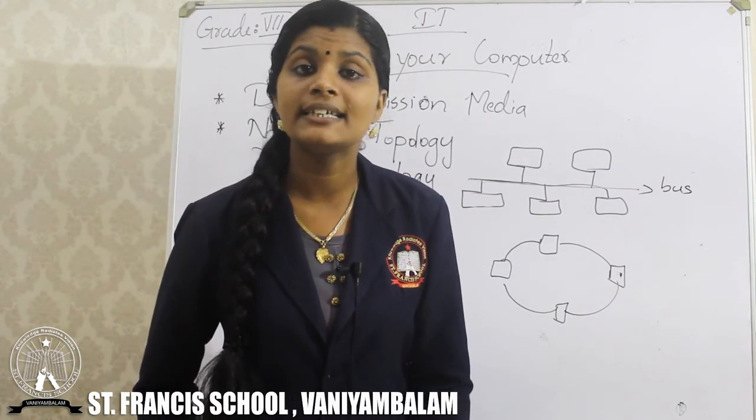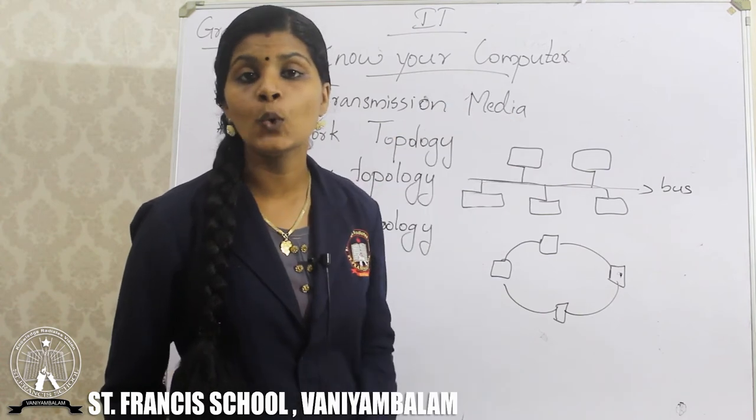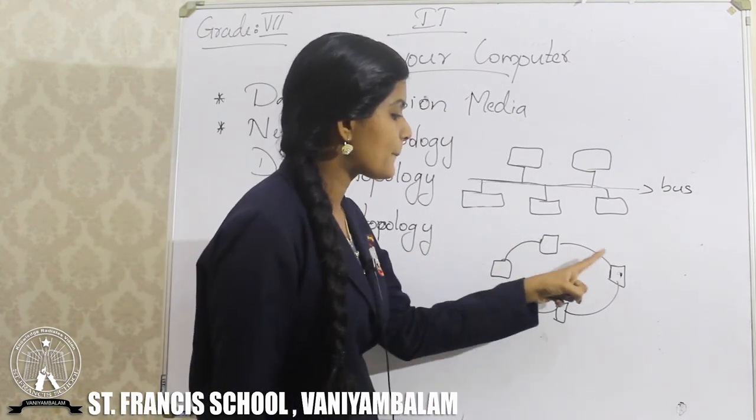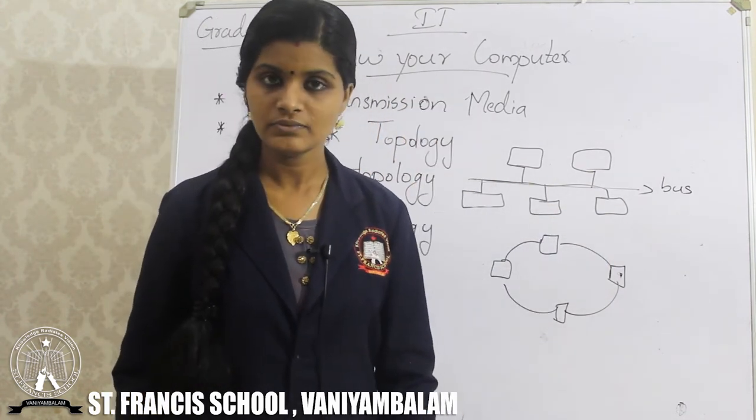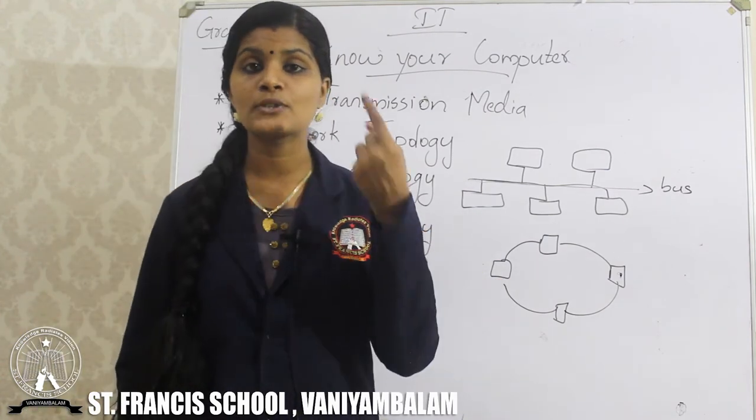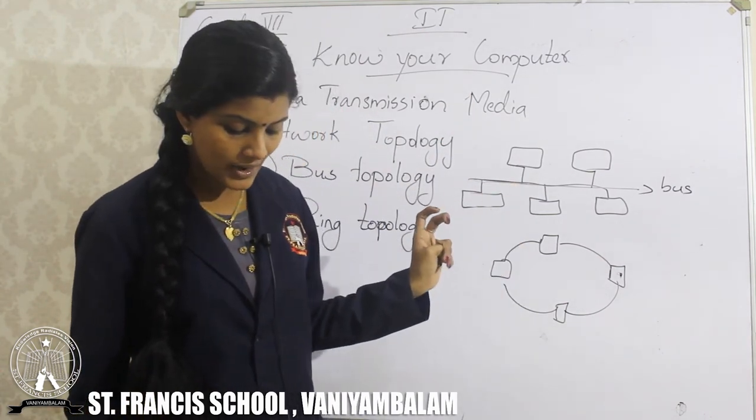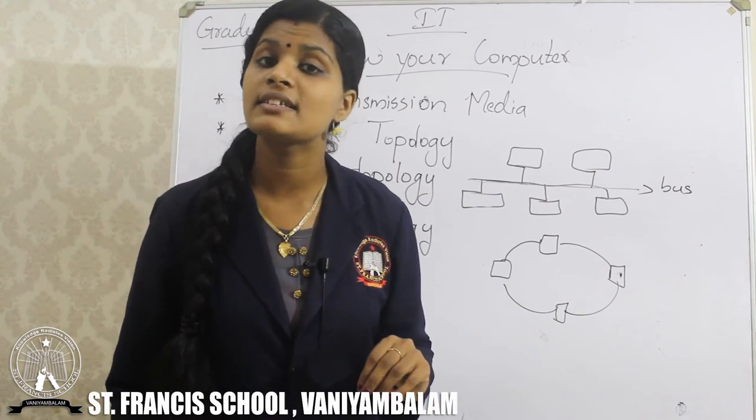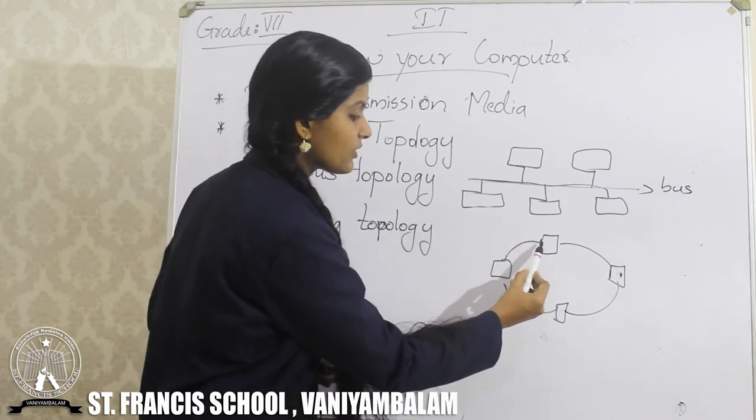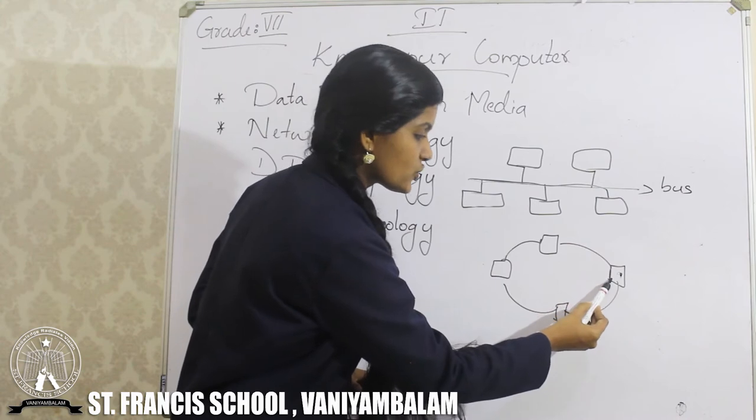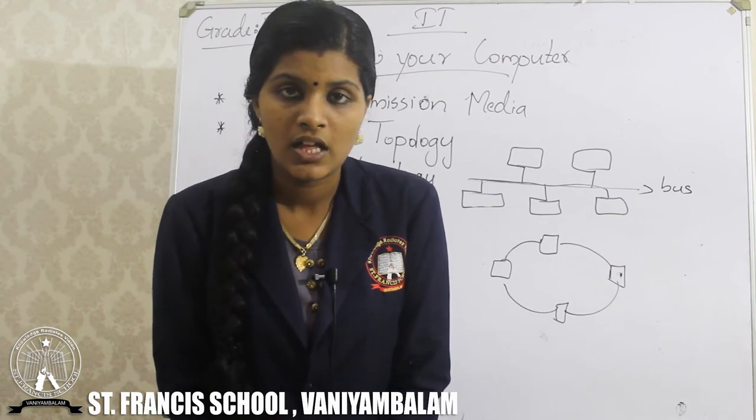Now we can discuss the disadvantages. First one, a failure in any cable or device breaks the loop. That means if anything happens to any of the computers, the complete loop will fail. Just like bus topology, if anything happens to one connection, all the connections will fail. What is the next disadvantage? It is very slow to send and receive messages. If this one is sending, first it will reach here, and after completing here it will reach the next one, slowly one by one. So it is very slow.